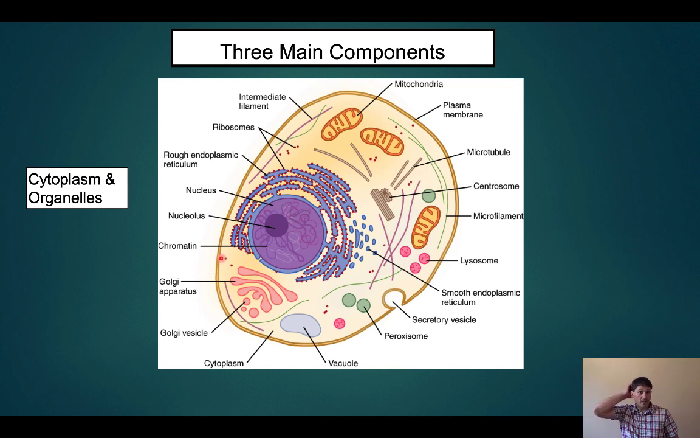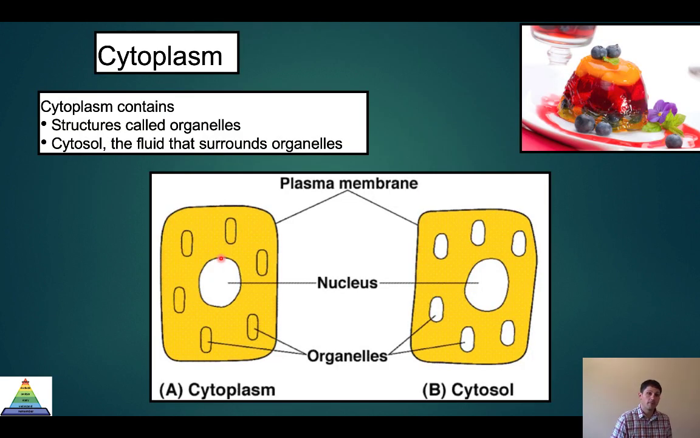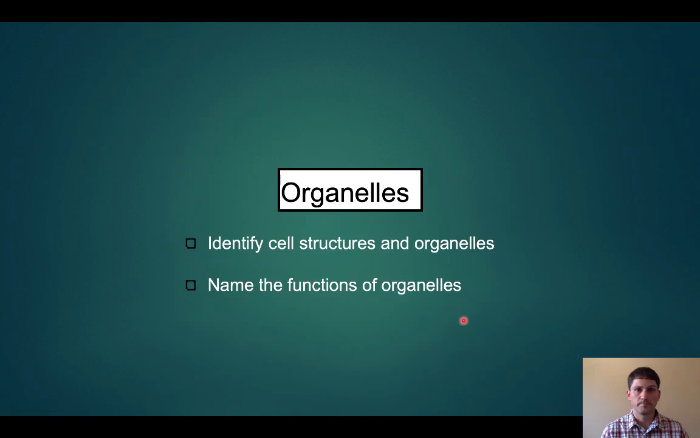All right, so now let's look a little bit more closely at the cytoplasm and organelles that exist within these cells. Now, first distinction is cytoplasm and cytosol. If you look here, cytoplasm contains all of the organelles plus the fluid that surrounds them, where cytosol is just a term that's referencing just the fluid and not the organelles. So a small distinction, but an important one as you're reading text.